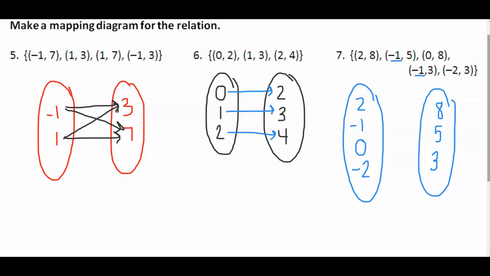Draw an arrow from your domain to your range. 2 maps to 8, -1 to 5, 0 to 8 again, -1 to 3, and -2 to 3.